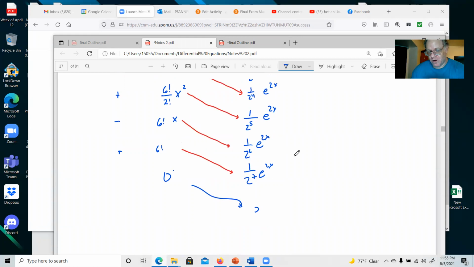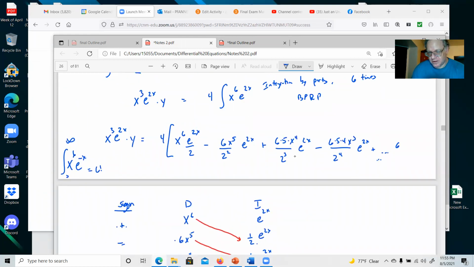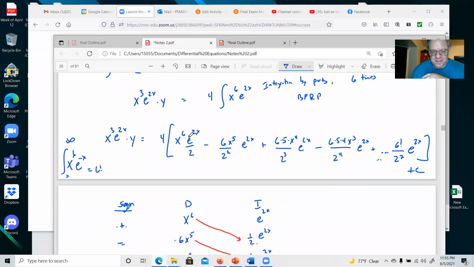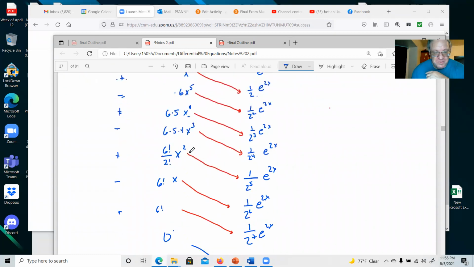This is 6 factorial over 2 to the 7th e to the 2x. Okay, so we're just going to divide, plus c. Don't forget the c. So the last thing we're going to do is isolate the y. Okay, and we'll have y is equal to, let's see here, x cubed. Actually, all the e to the x's are gone. So that's just going to be x cubed over 2.